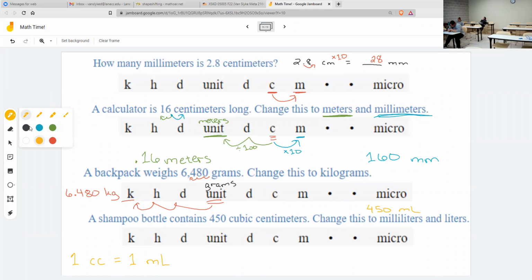If I actually want to change it into liters, well, I'm starting with the milli, and I'm going to my plain liters. So 1, 2, 3 to the left. So 1, 2, 3 to the left, I get 0.450 liters.